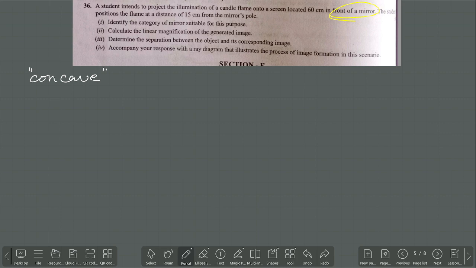The student positions the flame at a distance, and that position of the flame is nothing but called the object distance. Object distance u is equal to minus 15 centimeter, and the image is formed on the screen. Mirror means either it will be on the right side or on the left side. If it is on the left side, it is going to be negative. What is the image distance? 60 centimeter.